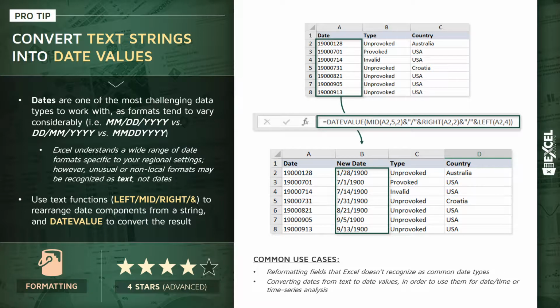So to recap, common use cases are reformatting fields that Excel wasn't able to recognize as one of those common date types, or converting dates from text to date values so that you can use them for time intelligence, date time, or time series analysis. So let's jump into our Excel workbook and see if we can actually use these functions to convert a text string into a proper date.